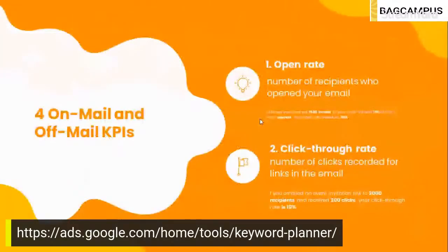Then we have to discuss the email KPIs. The first thing is open rate, right? Open rate is the number of recipients who open your email. Let's consider you have sent 1500 emails, and of them 750 people open your email. So your open rate is 50%. So what you have to do is make sure people will open your mail, and Gmail will not put it in spam, right? So we will discuss that first.